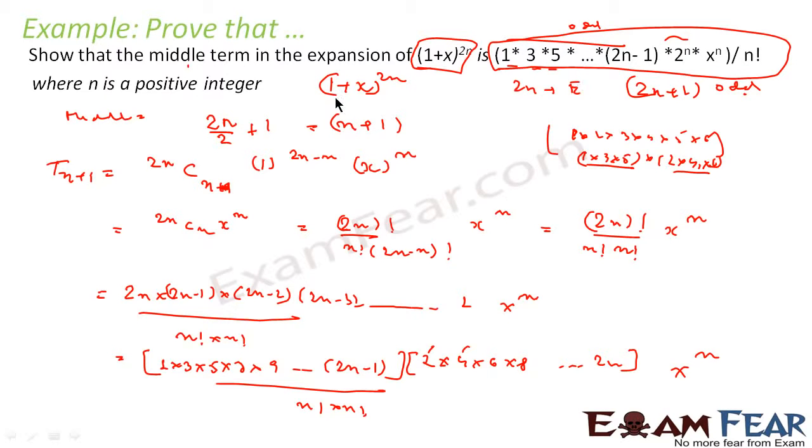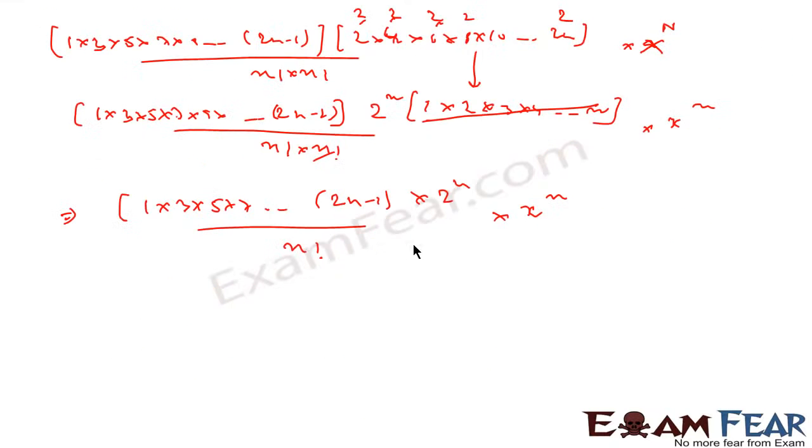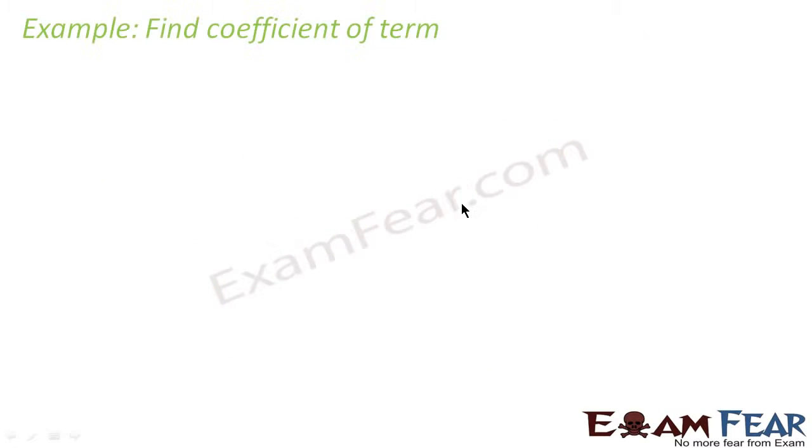Let me repeat what I have done. This expansion was (1 plus x) to the power 2n. We know 2n is an even number. So that means the total number of terms in this series will be 2n plus 1, and that is odd. So for this, the middle term is 2n by 2 plus 1, that is n plus 1. So we found t(n plus 1), and on solving this, we found that t(n plus 1) is equal to this. So we have found the answer.